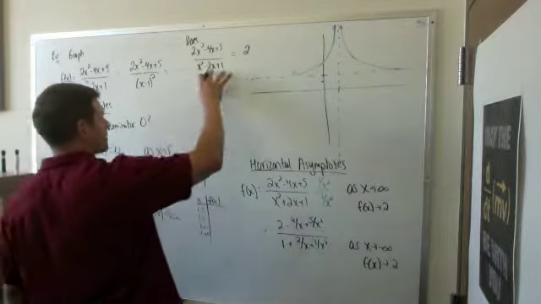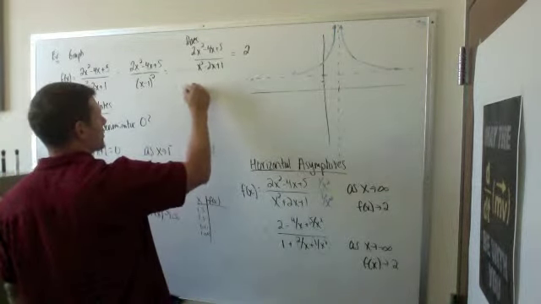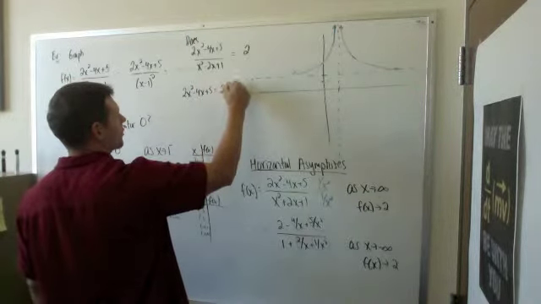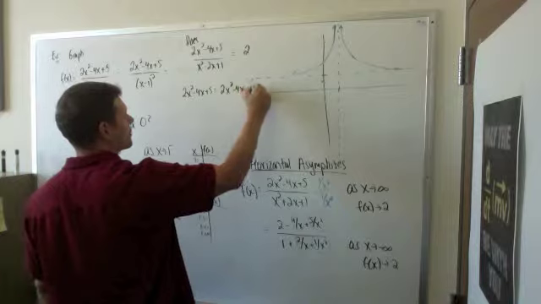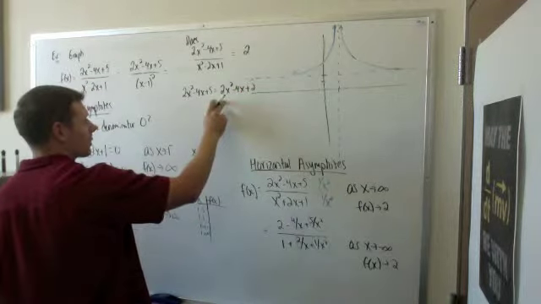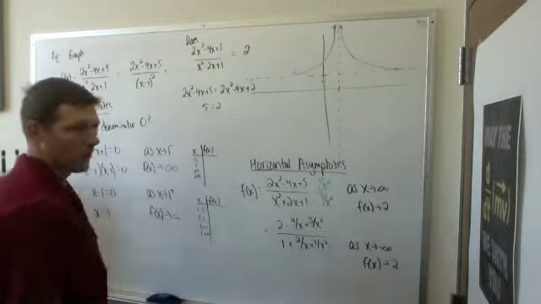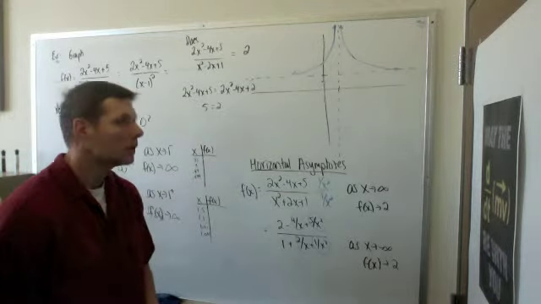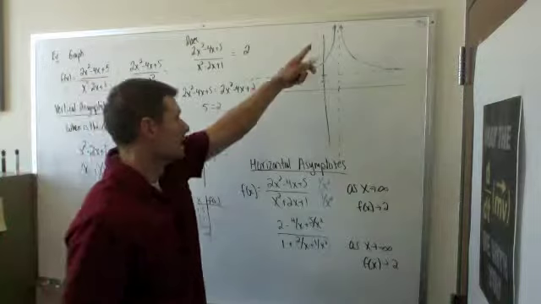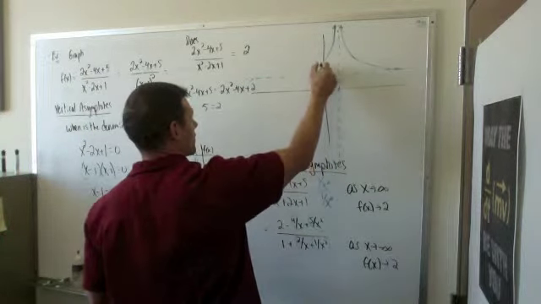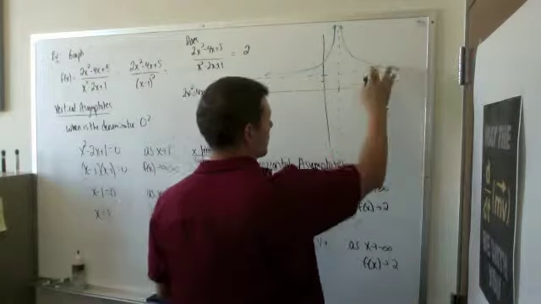Well, if I multiply both sides by the denominator, I'll have 2x squared minus 4x plus 5 equals 2x squared minus 4x plus 2. Subtract 2x squared from both sides, add 4x to both sides, and I get 5 equals 2. Does 5 equal 2? No. Therefore, this function never touches this line, never has height 2, so it will never cross it, and it will just approach it.